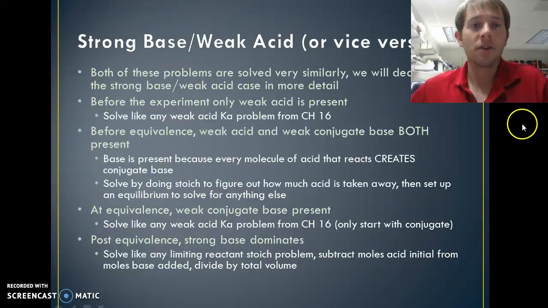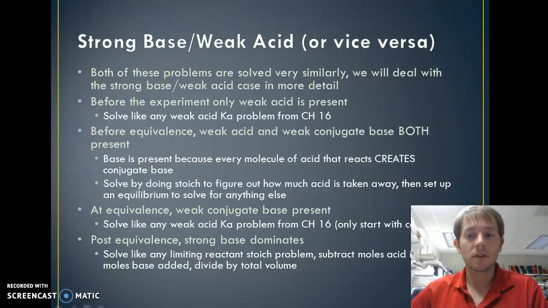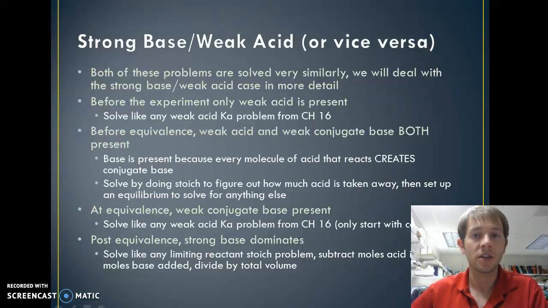Now, if you have a strong acid, weak base, or vice versa kind of titration, these problems need a little bit more work to deal with them. You can kind of break them down into different phases. You can talk about what happens before the experiment, which you just solve like a weak acid problem. You can talk about what happens before equivalence, which is going to be your weak acid and weak conjugate base both being present. This is going to be like a lot of the buffer problems that we've done so far.